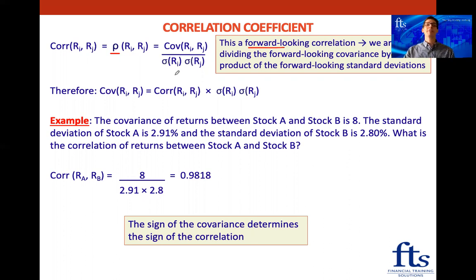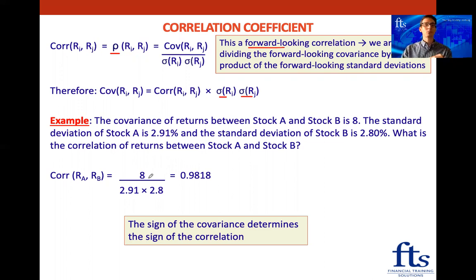Right, so if we now rearrange the formula, we can see that covariance is equal to our correlation. We're just going to bring these up to the other side of the equal sign. Our covariance between the two is equal to the correlation between the two multiplied by the product of the standard deviations of the returns of the two assets. So let's try the example. They tell us the covariance of returns between stock A and stock B is 8, the standard deviation of stock A is 2.91, and the standard deviation of stock B is 2.8. What is the correlation of returns between them? Nice and easy.